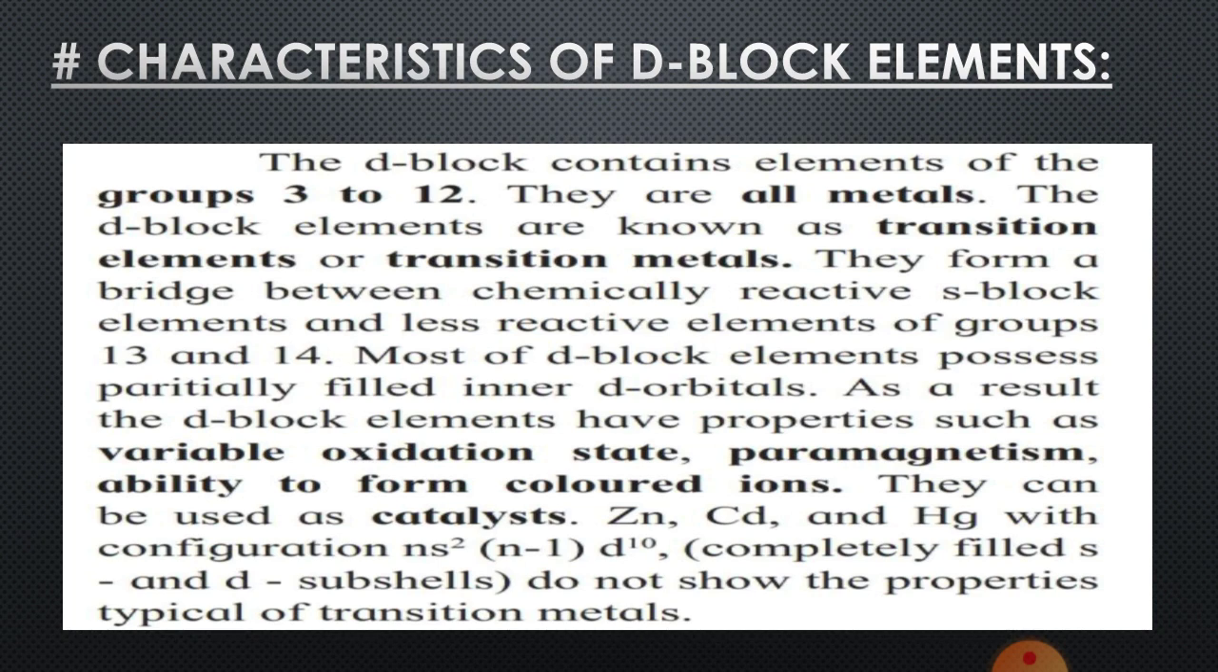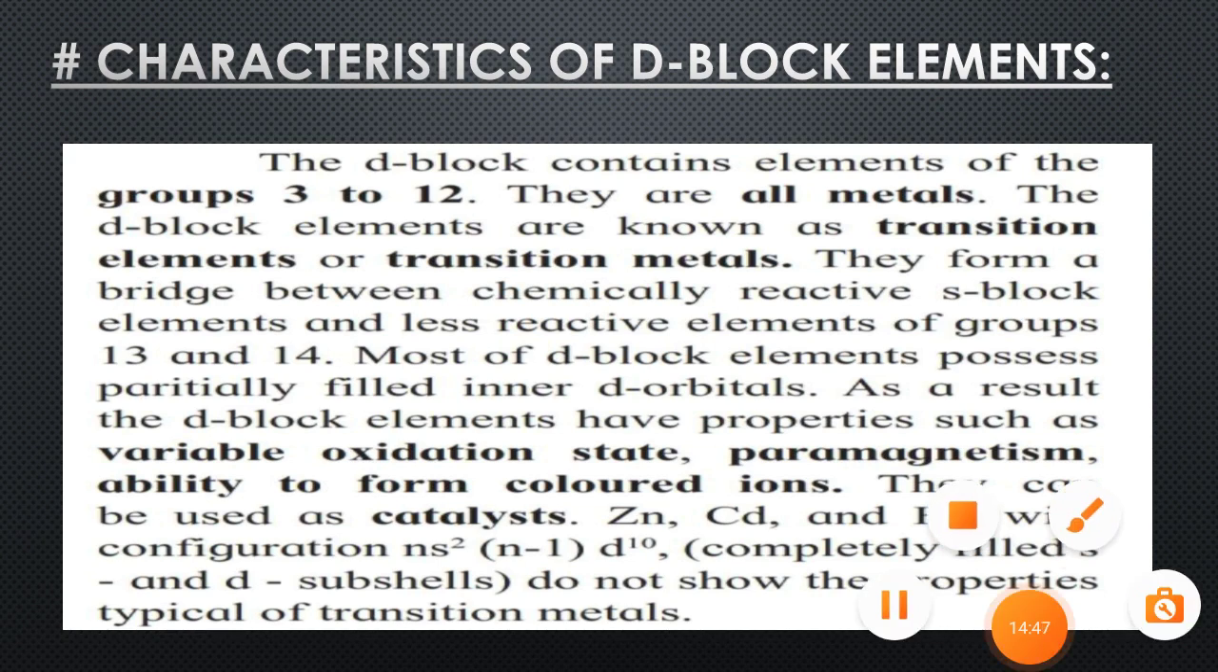Zinc and cadmium have the configuration ns2 (n-1)d10, where completely filled s and d subshells are there. Why do these elements, cadmium and so on, not show typical properties? They have completely filled s and d orbitals, that is, subshells. Due to this, they do not show the properties typical of transition metals. Right?